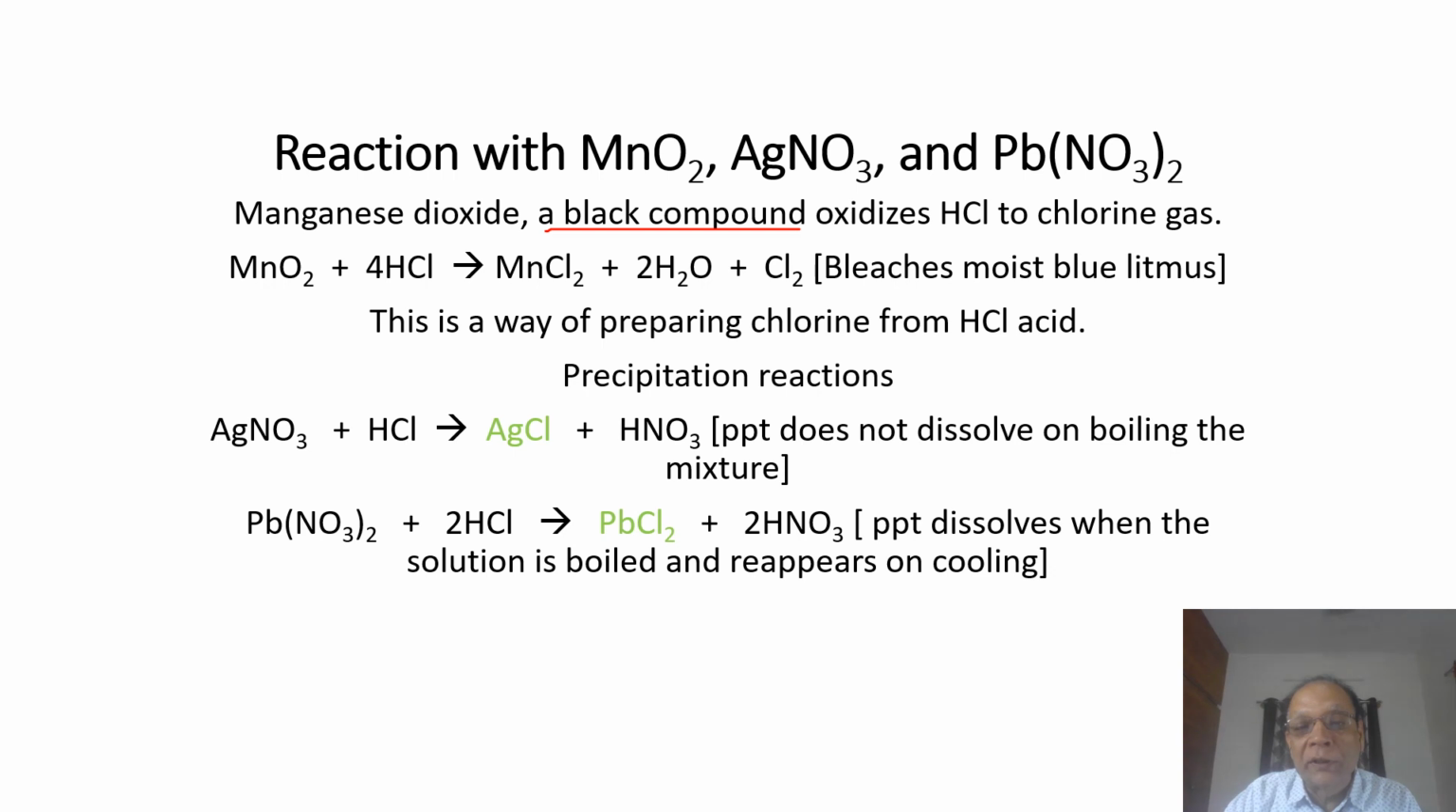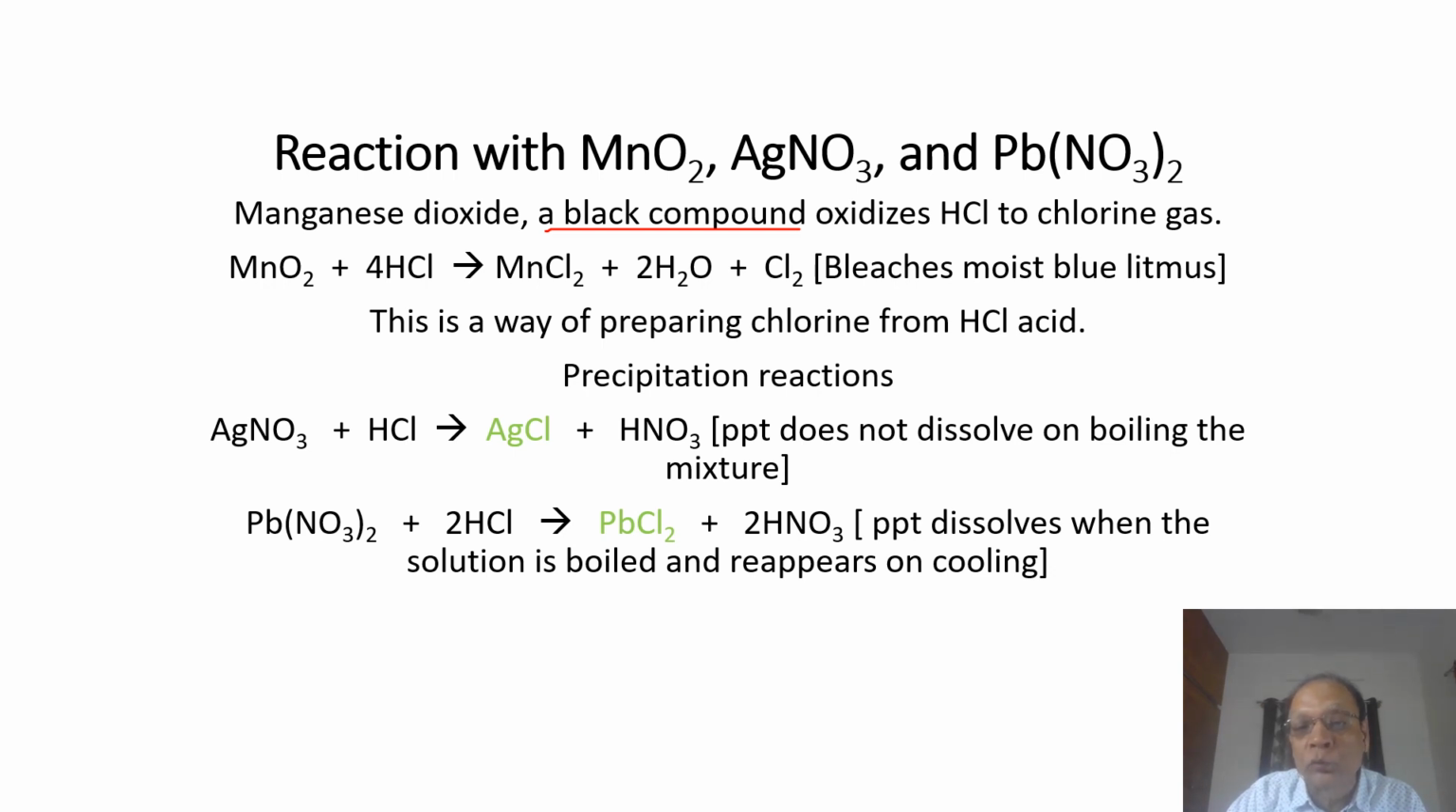Now the precipitation reactions, these two reactions are very important. Silver nitrate gives a white precipitate of silver chloride with hydrochloric acid, and nitric acid is formed. Lead nitrate, when reacted with hydrochloric acid, gives a white precipitate of lead chloride, and nitric acid is formed.